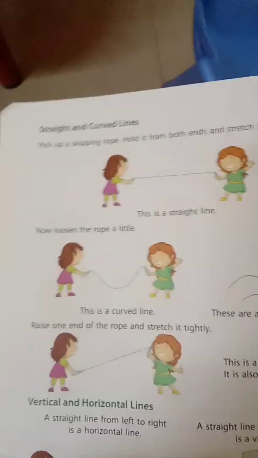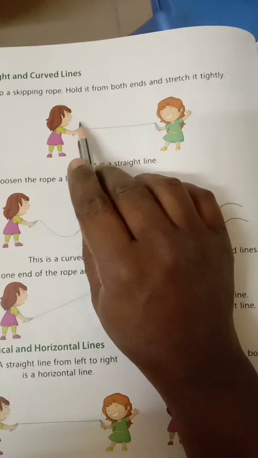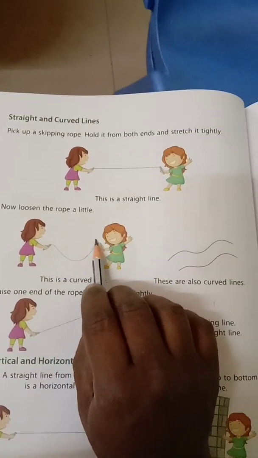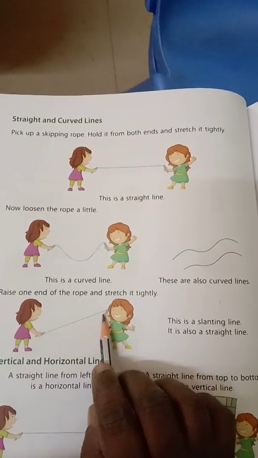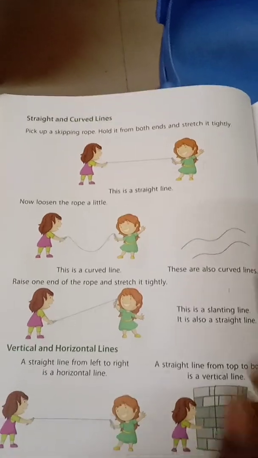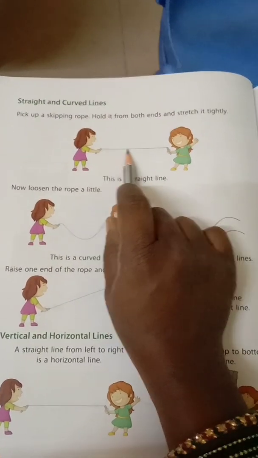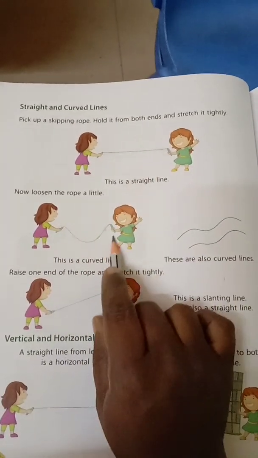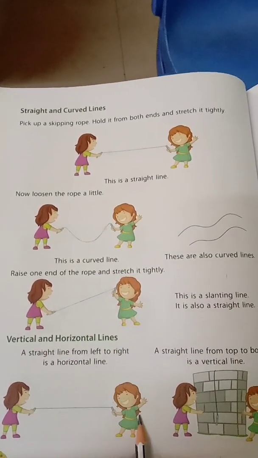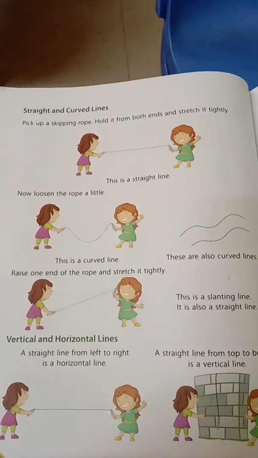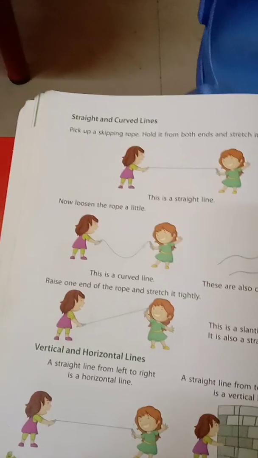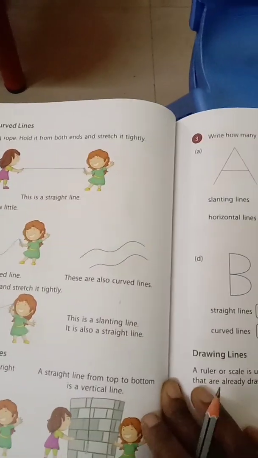So what all the things did we learn? We have learned a straight line, a curved line, a slanting line, a horizontal line and a vertical line. Repeat once again: a straight line, a curved line, a slanting line, a horizontal line, a vertical line. Remember all these things, so we are doing the exercises based on that.